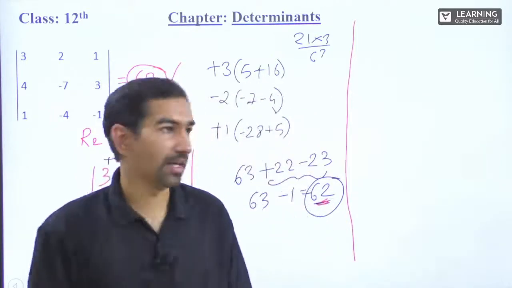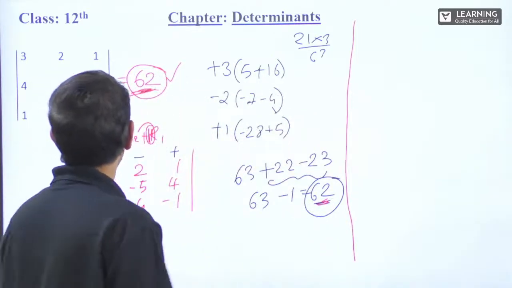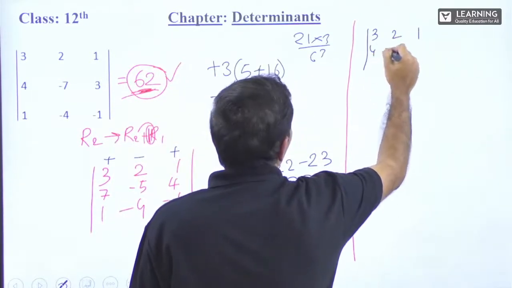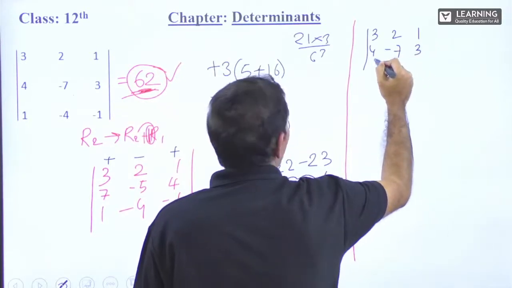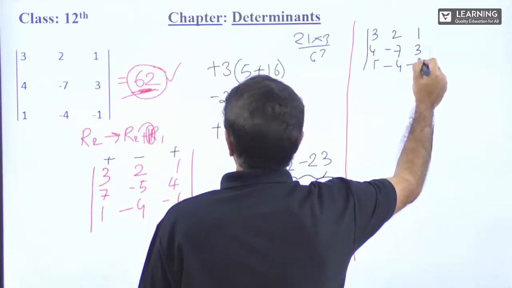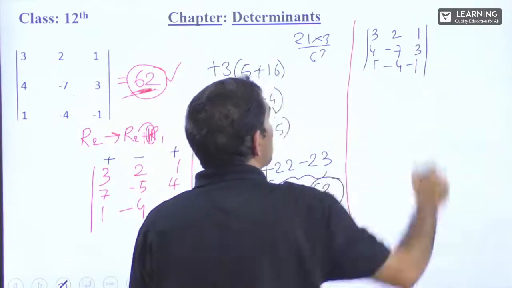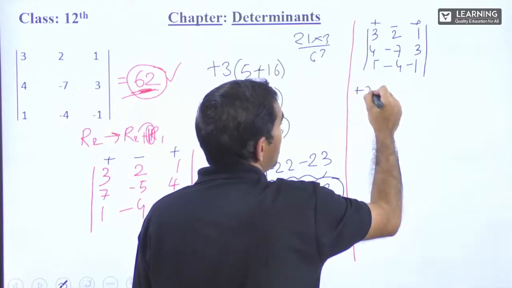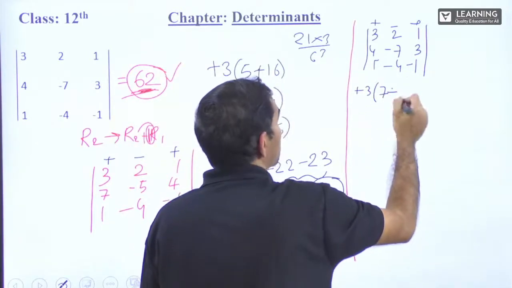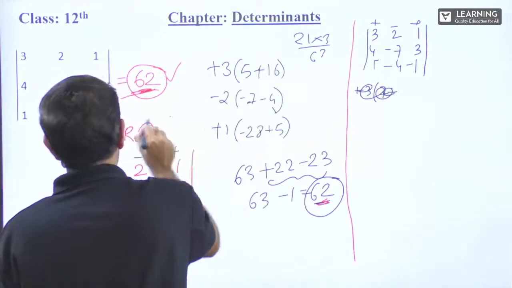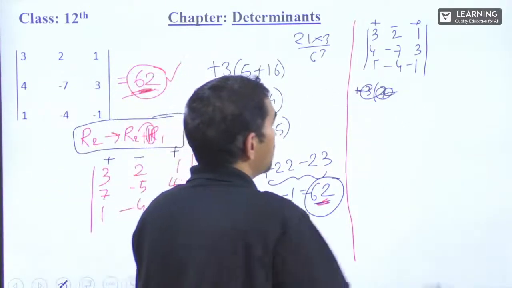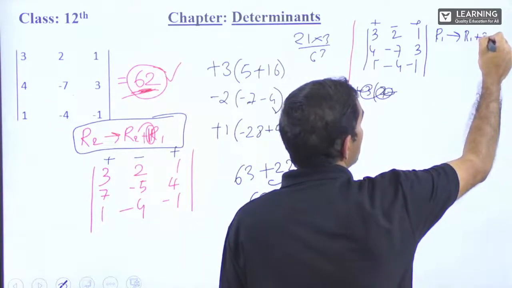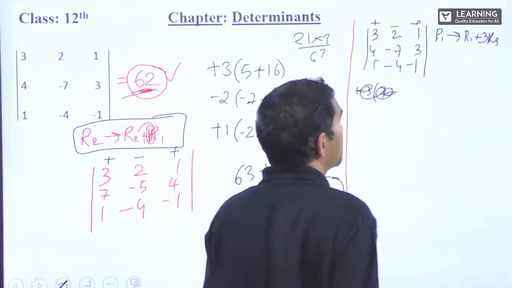Just an example. What we had here: 3, 2, 1; 4, minus 7, 3; and 1, minus 4, minus 1. Writing the cofactors, we'll write plus, minus and plus. We have to actually operate first. Here we did R2 is equal to R2 plus R1. This time we will take R1 is equal to R1 plus 3 times of R3.